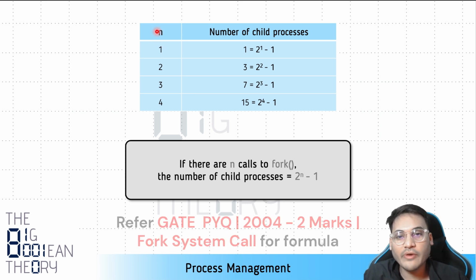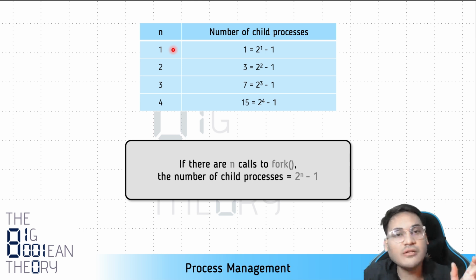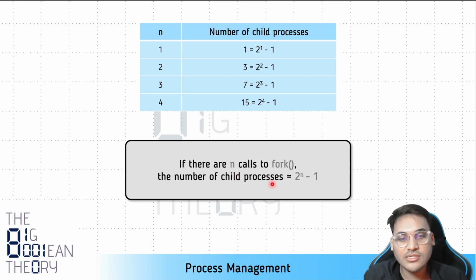So if the value of n is 1, basically if there is one fork statement in your code, then the number of child processes that is created is 2 raised to the power 1 minus 1, which is 1. So the rule here is that if there are n calls to fork, basically read this as if there are n statements of fork in your code, then the total number of new processes that is created in the system is 2 raised to the power n minus 1.